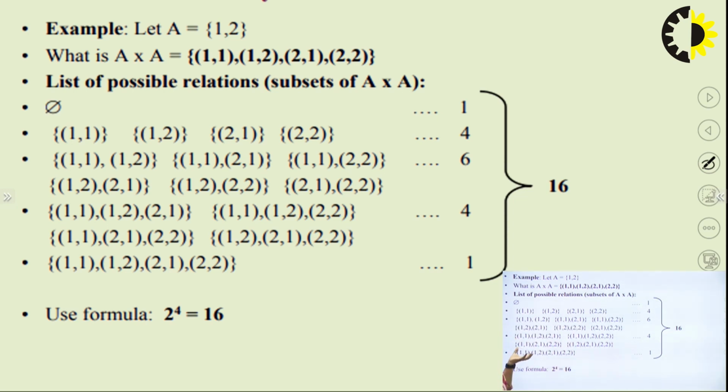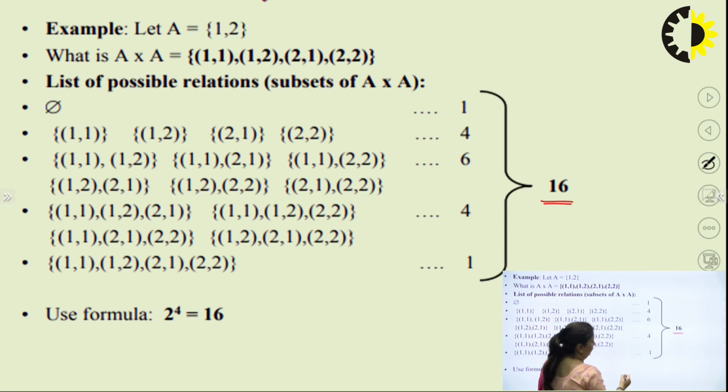Now taking a combination of 3 elements, for 3 elements I can form a total of 4 subsets. And then with all 4 elements, there is only a single subset which is possible, that is nothing but A cross A itself. So that is one subset. Now if I sum up all these subsets, I get a total of 16 subsets.